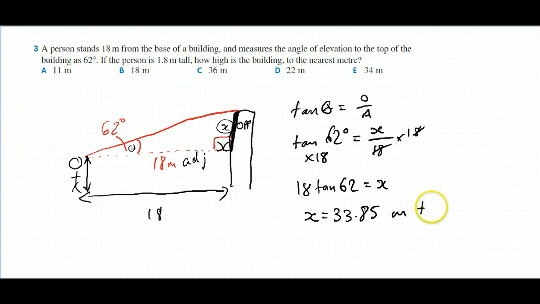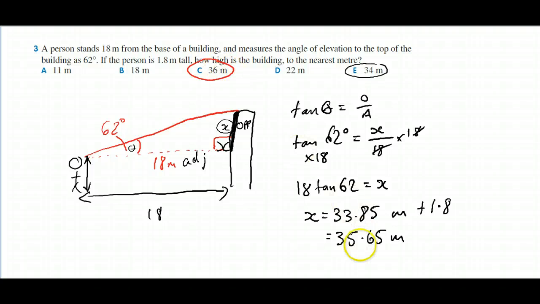So we've got to do 33.85 plus the height of the person, which is 1.8, and that's going to bring us up to 35.65 meters. Now that's important because that's going to change the answer. If we had have measured the height of the building without adding the person's height, then we would have chosen answer E. That would have been the closest one. But once we add in the person's height, the actual answer is C, 36 meters. 35.65 is closest to 36 meters. So the answer was C.